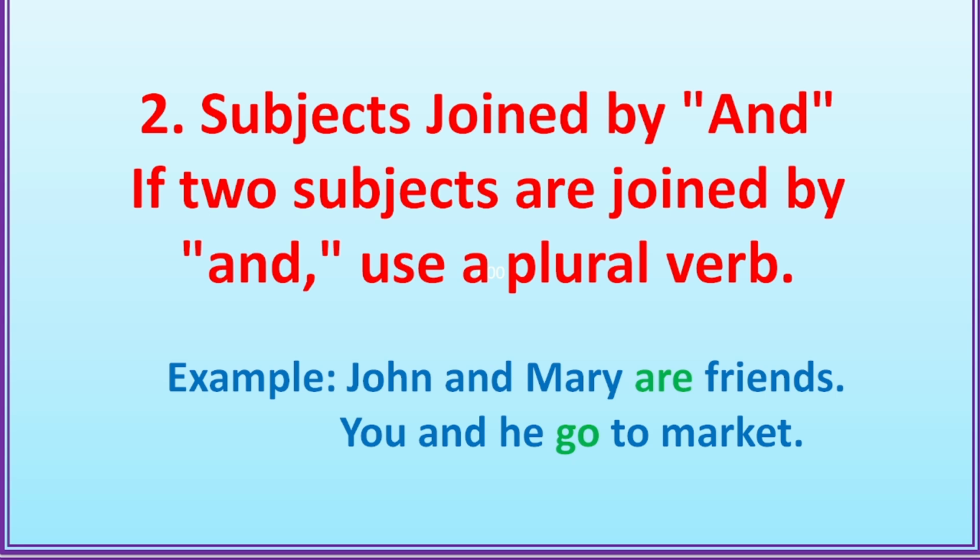Another example: You and he go to market. You is a subject, he is also a subject. We know that with he we have to use V5, meaning singular verbs, but here two subjects are joined with and, so we have to use plural verbs.